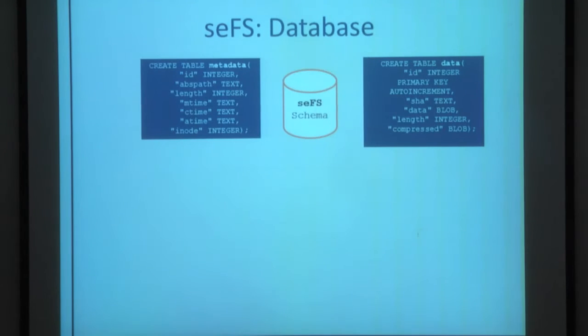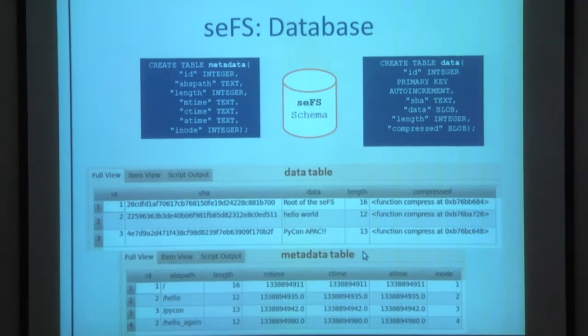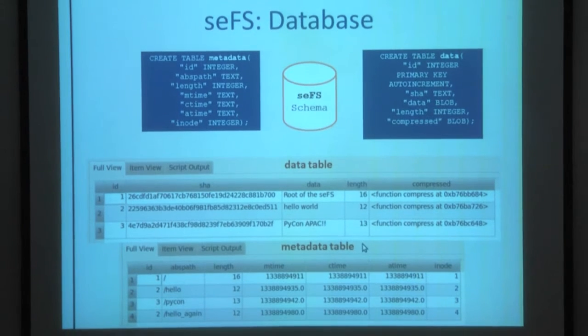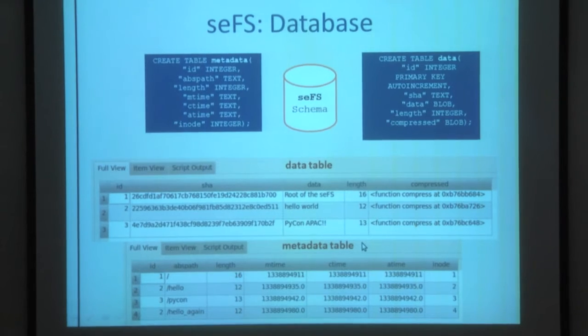So let's see things in action here. Let's say I create a file hello here first and add content to it. So two tables get updated. One is the metadata table, which lists the file with access time, atime, and inode related information, and the data table which gets all the contents of the file.